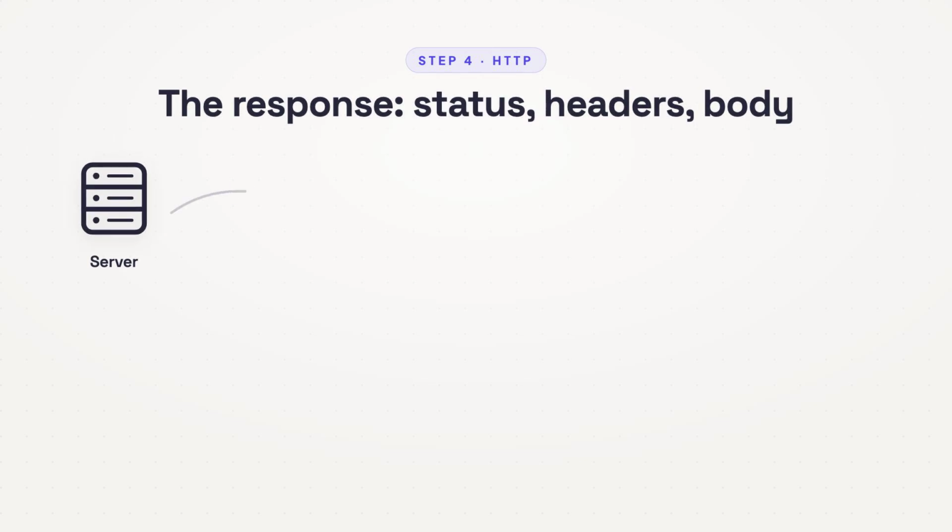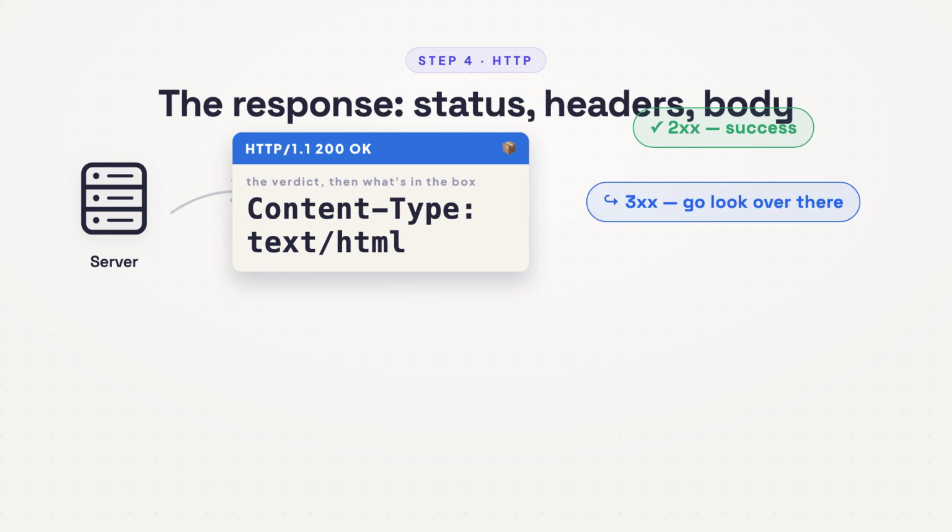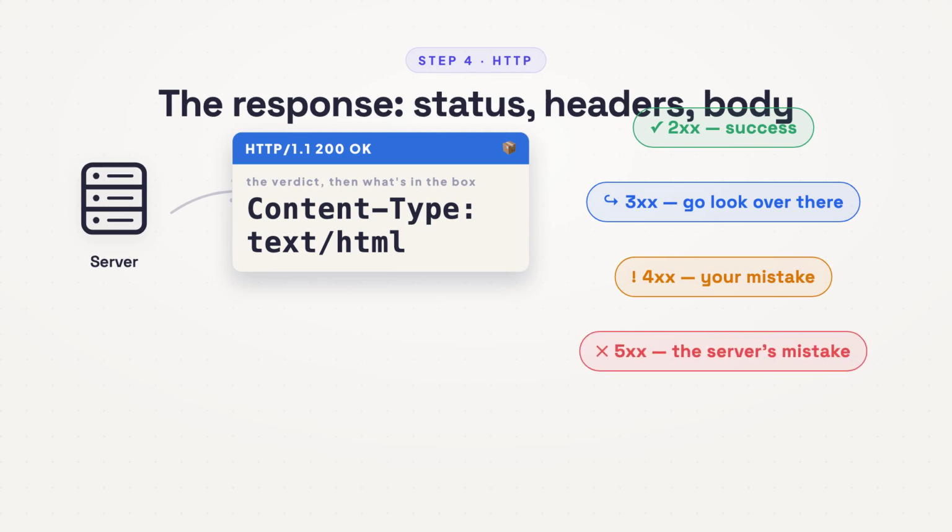The server answers with 3 things: a status code, headers, and the body. The status code is the verdict. 200s, success. 300s, go look over there. 400s, your mistake. 500s, the server's mistake. Those 4 families cover almost everything you'll ever see.